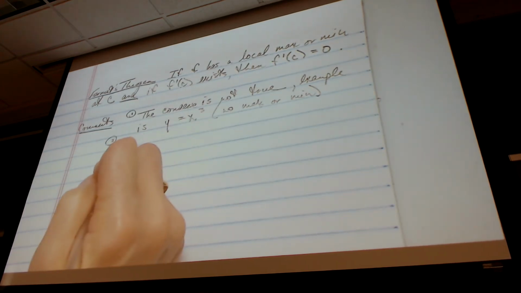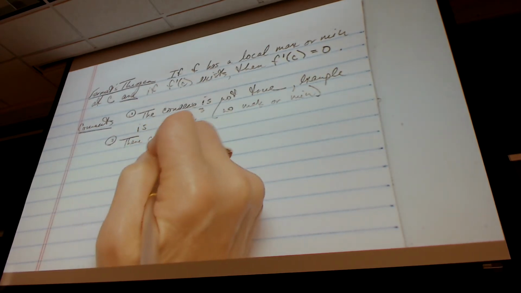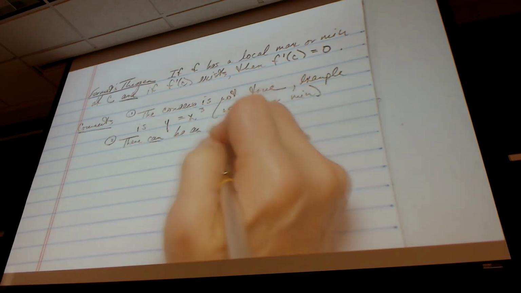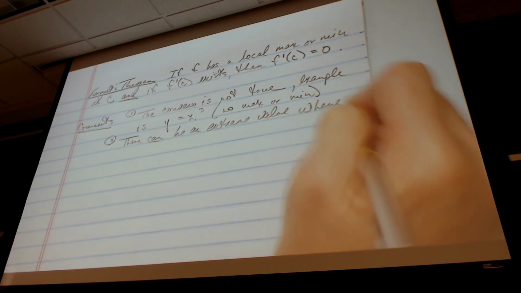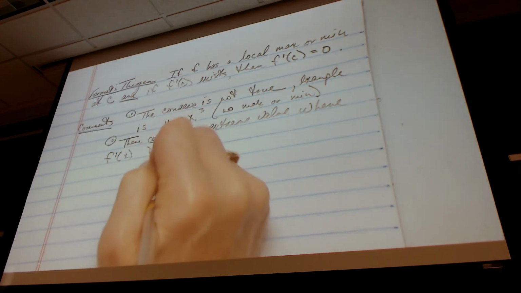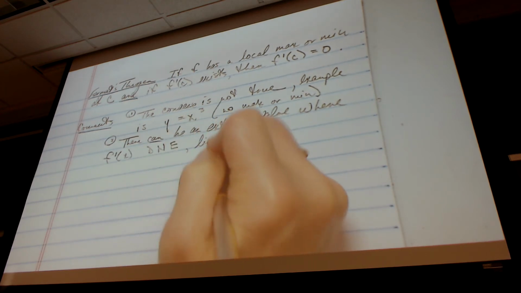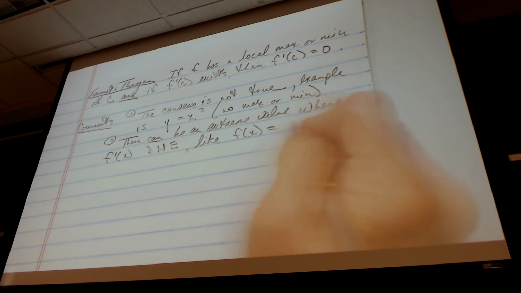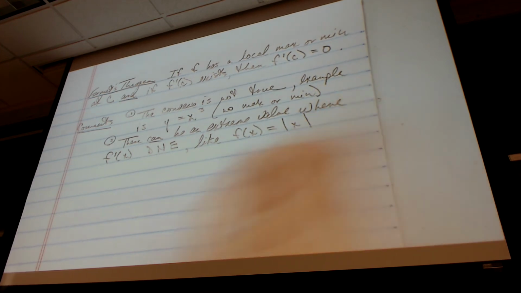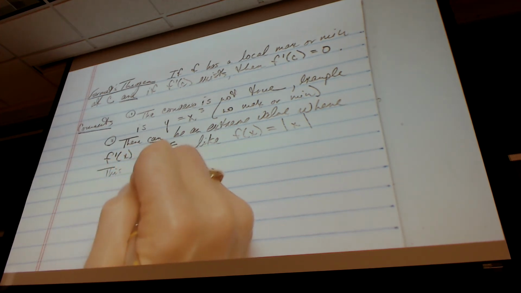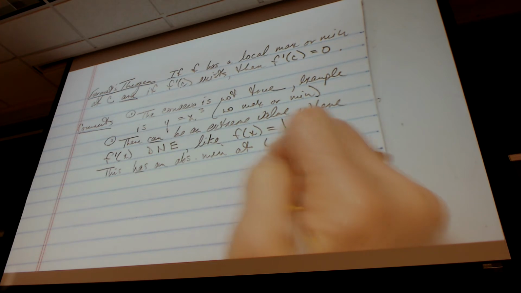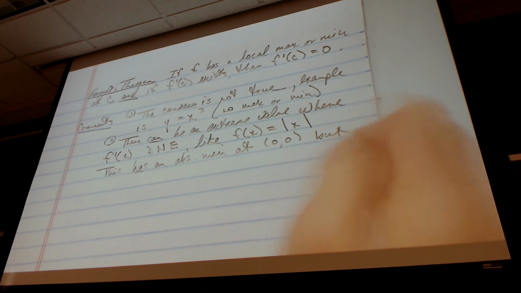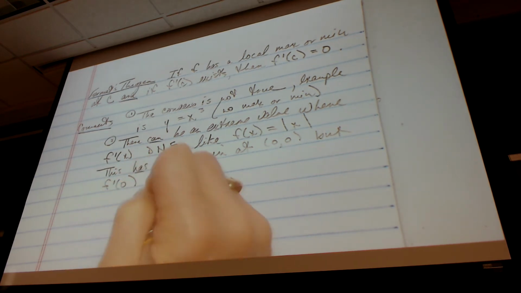Okay, number 2. The other comment is there can be an extreme value where f prime of x does not exist. Like what I mentioned, f of x is absolute value of x. This has an absolute min at 0, 0. But f prime of 0, as we have seen before, does not exist because of that pointy thing right there at the vertex.